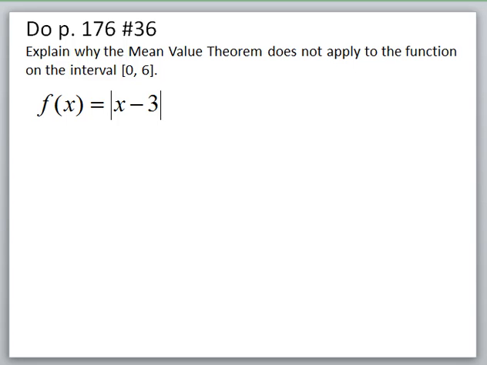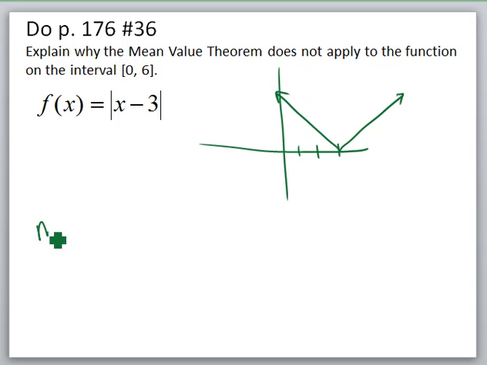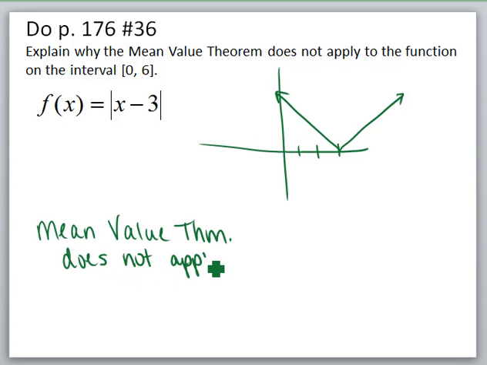This next problem, we're supposed to explain why the mean value theorem does not apply to this open interval. I'm going to just look at a graph in order to do that. This tells me to shift the absolute value graph 3 units to the right. So this is just a general sketch of what that looks like. I can see that the mean value theorem does not apply because f is not differentiable at x equals 3.